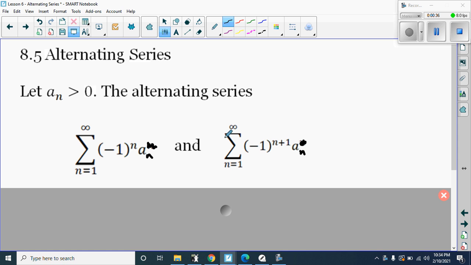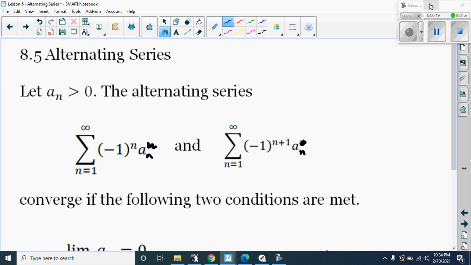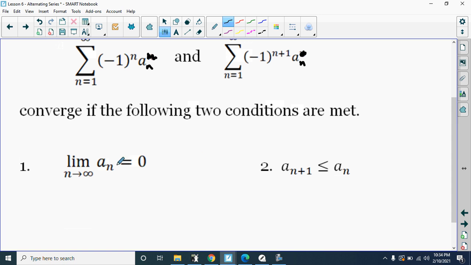So the alternating series, whether the first term is a negative number or the first term is a positive number, it doesn't matter. So the alternating series will converge only if the following two conditions are met. We have to meet both of these conditions. The first is the limit as n goes to infinity of just the sequence part without the alternating part. So you can disregard the negative 1 to the n.